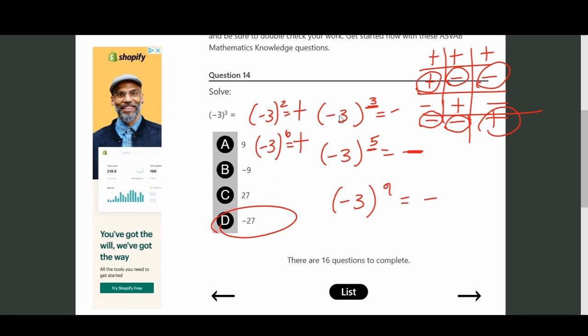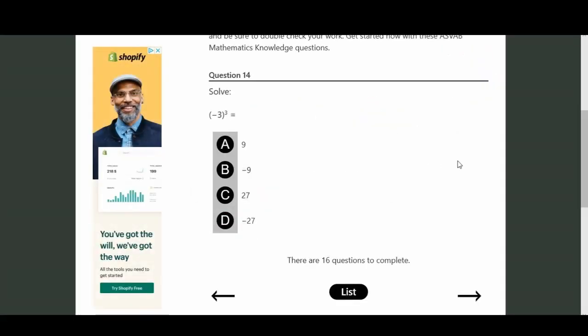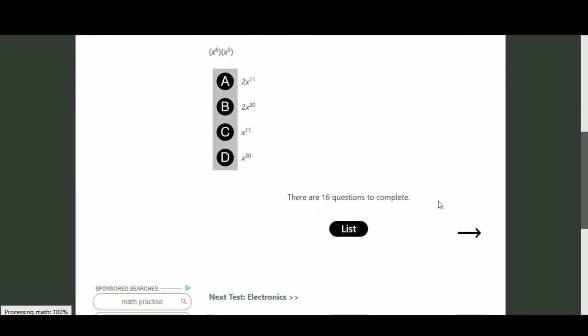So negatives raised to odd powers are negative. Negatives raised to even powers are positive. And if you need to, you can just work it out step by step using the signs chart. Okay? So that's number 14. Let's go ahead and do number 15.